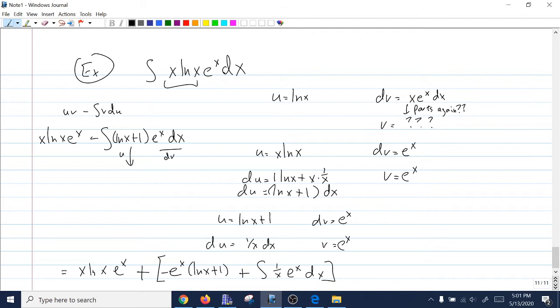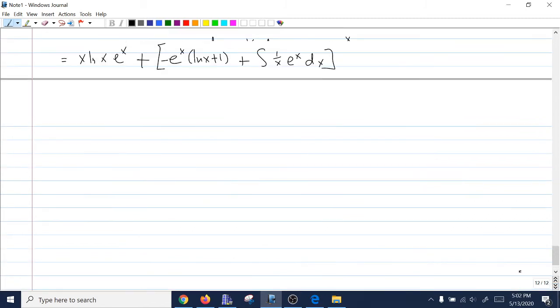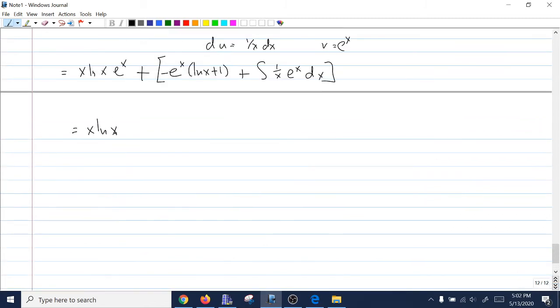Do I know how to do that? It certainly seems easier than the original problem. Now, how do I do this? Try a u substitution? Maybe I should let u equal 1 over x? It's not obviously a good idea, but it's not obviously a bad idea.